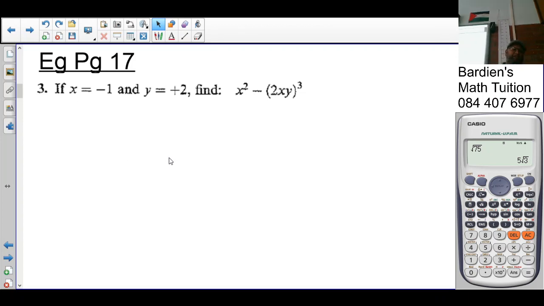In example 3, we are told if x is equal to minus 1 and y is equal to positive 2, find x squared minus, open brackets, 2xy all cubed. Okay, so do that sum quickly. So I'm going to pause the video again. Okay, by the sounds of it, I see you guys are finished. But you're making a noise, so let's answer the question.